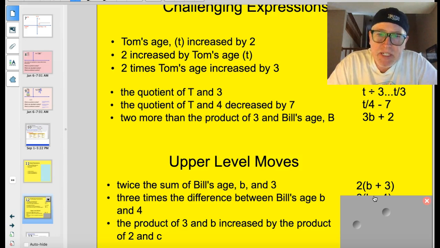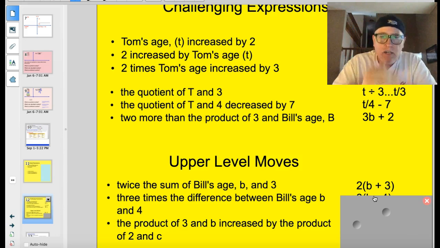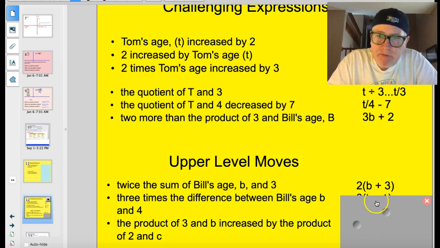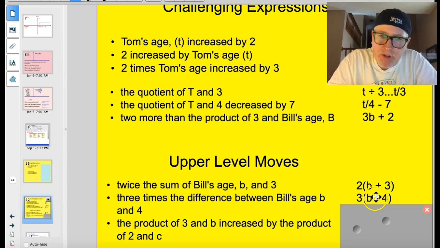3 times the difference between Bill's age B and 4. So here's Bill's age B and 4. I'm going to do that first and find that difference, and then we're going to multiply it 3 times. Okay, and this one's kind of fun.